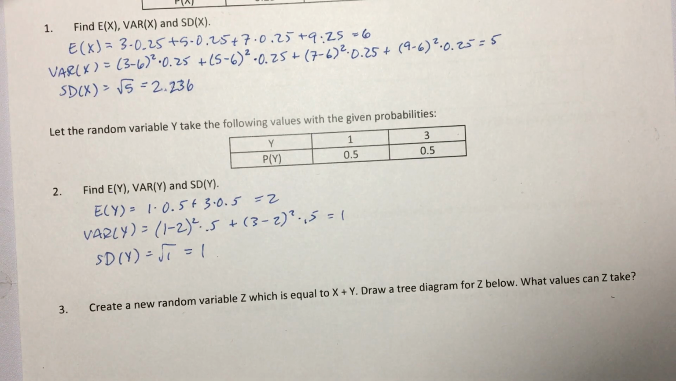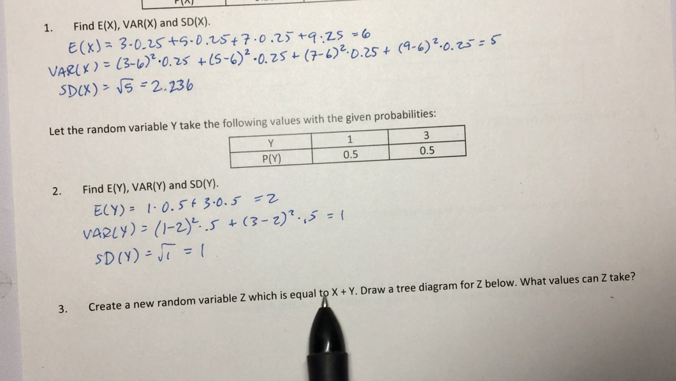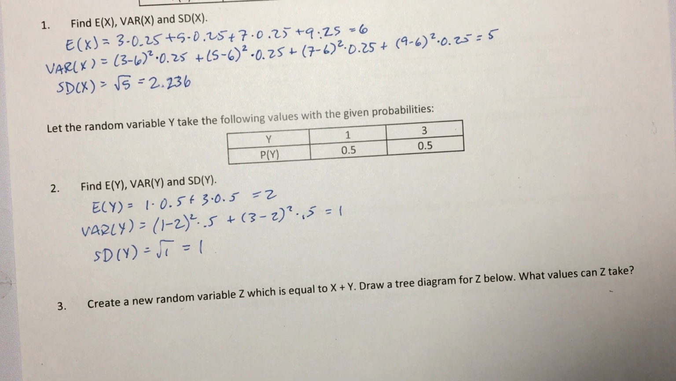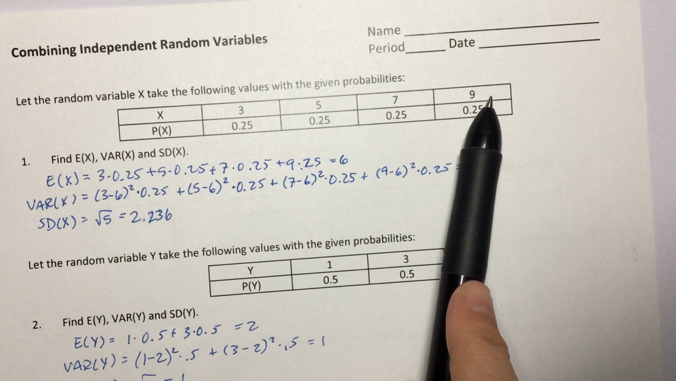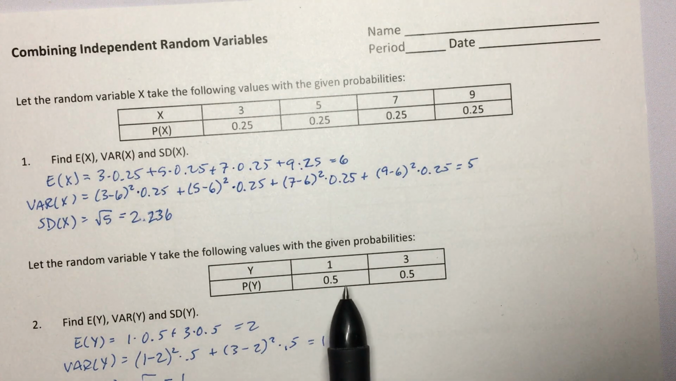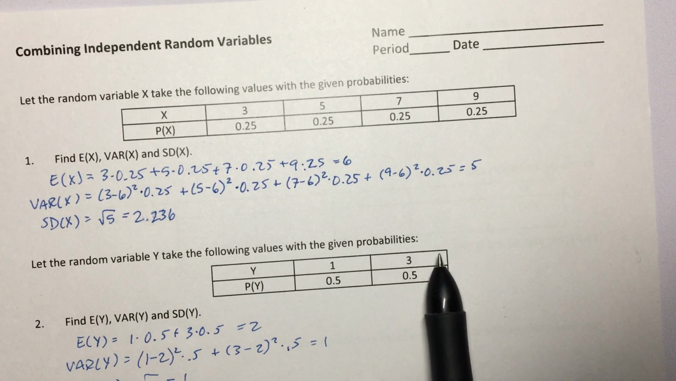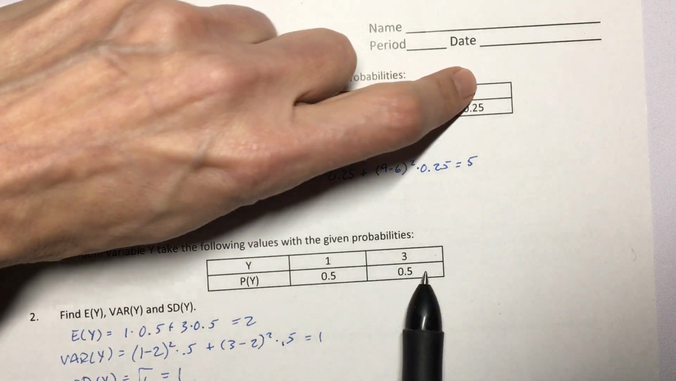Now things get more interesting when we have to combine them. So if we have X plus Y, that means it would be like reaching into that first hat and pulling out the $3, $5, $7, or $9, and then reaching into the second hat and getting $1 or $3. So worst case, you'd have $4. Best case, you'd have $12.